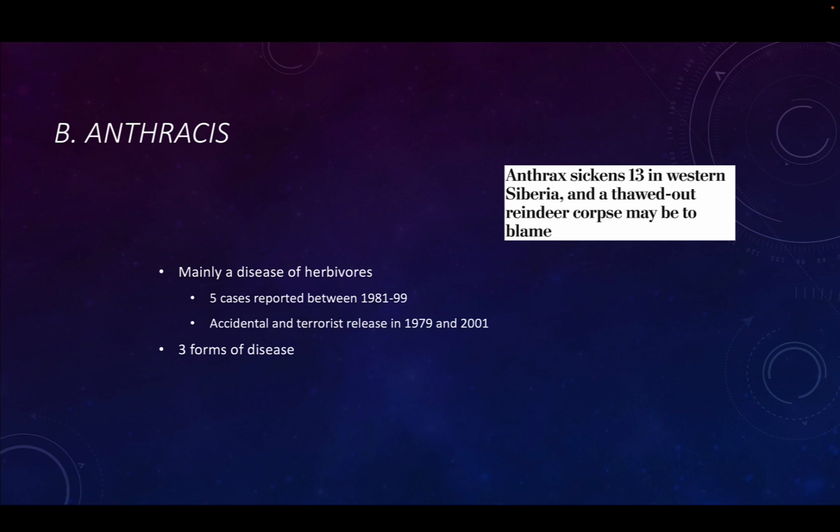And human infection, especially in the US, is relatively uncommon. In the US, there were only 5 cases reported between 1981 and 1999. There was an accidental release of anthrax in 1979. I don't remember which country, but I believe it's in the former Soviet Union. And then, of course, in October of 2001, basically 1 month after the terrorist attacks in September, there was a terrorist release of anthrax. That basically consisted of anthrax spores being sent in the mail.